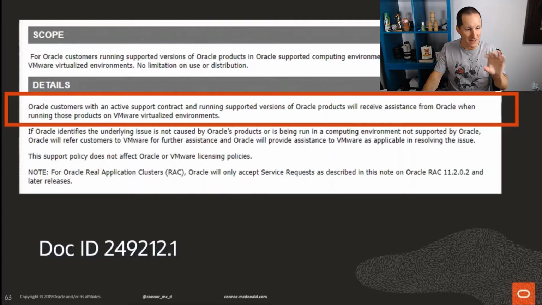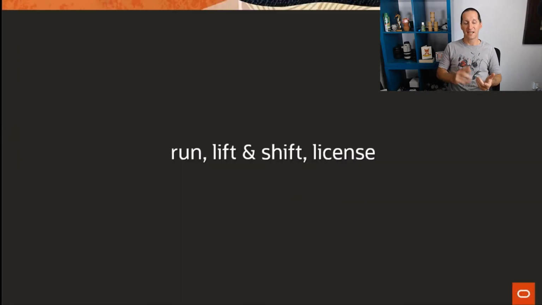You can actually see there's a particular MetaLink note there, 249212.1. That's the key line that we've added. Oracle customers with an active support contract will receive assistance from Oracle when they're running on VMware environments. One of the cool things with that, of course, is you can now have Oracle running on VMware in your own data center, and you can literally lift and shift that image up to Oracle Cloud and run it there and still get the same levels of support.